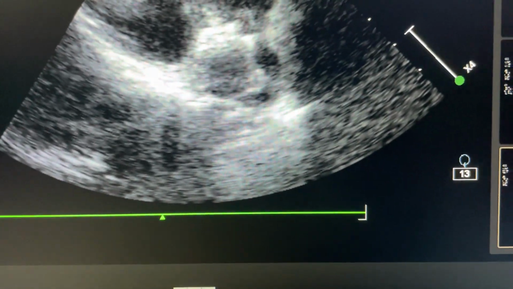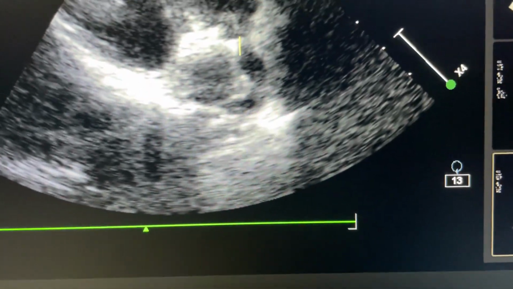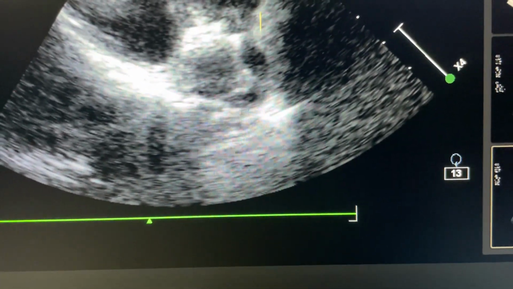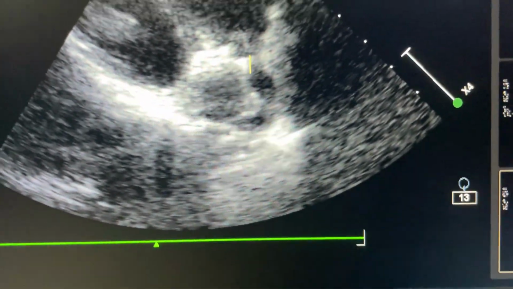This is right ventricle. Then pulmonary artery. You see this is where the pulmonary valve arises, pulmonary annulus, then main pulmonary artery, all are hypoplastic, and severe pulmonary stenosis.